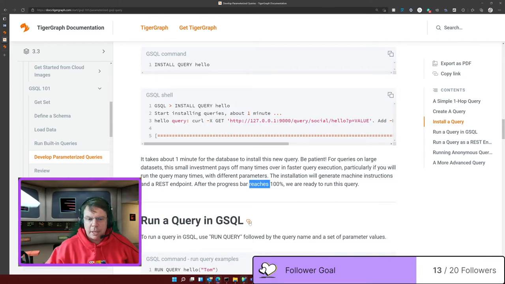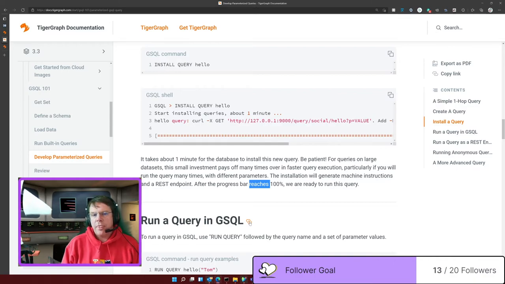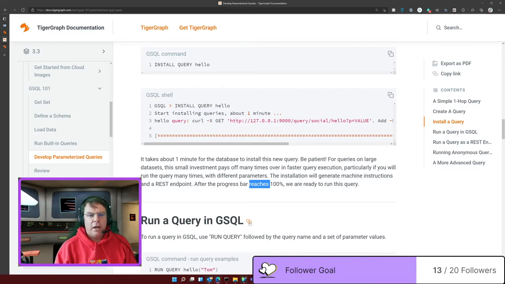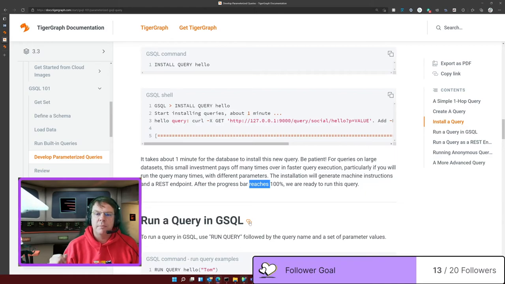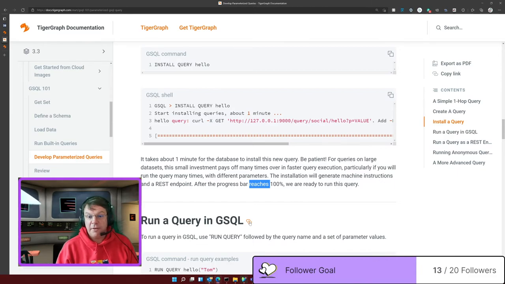So what's really happening here? They've taken an approach to really optimize for speed. You write queries and you install them into the database, and then they do some magic under the covers to translate that into machine code and other interfaces to make those queries really, really fast.